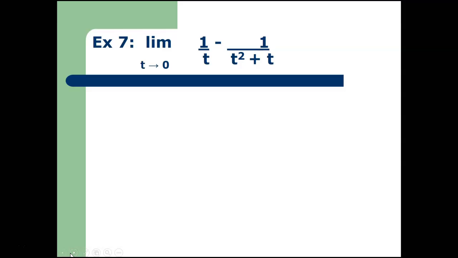And then the last type of algebraic example would be something like the limit as t approaches 0 of a fraction minus a fraction. So if you look at the denominators of the fraction, are they the same? No. So once we plug in our 0, we see that we get 1 minus 1 on top, 0 over 0 on bottom. You still get that 0 over 0.